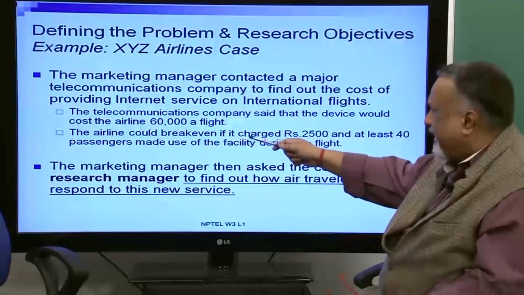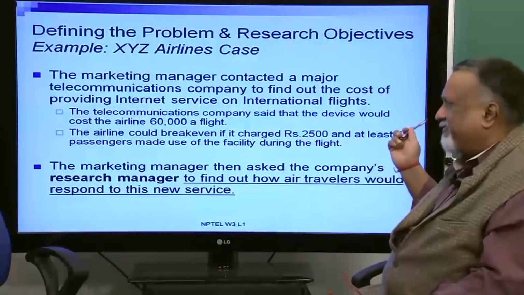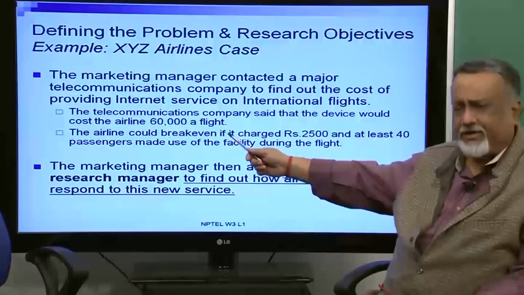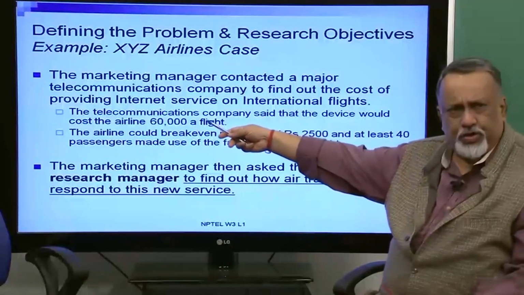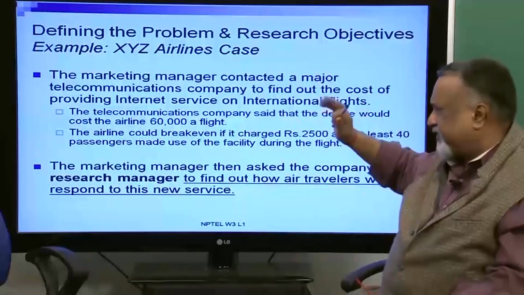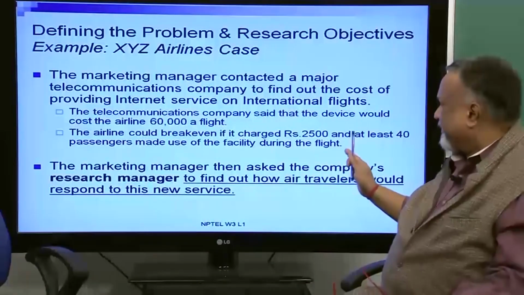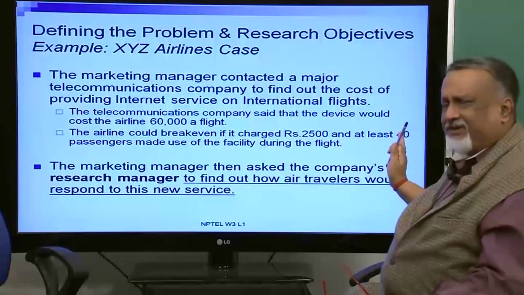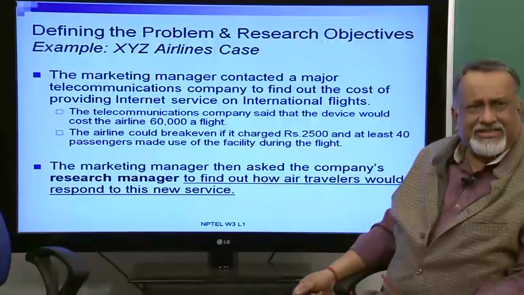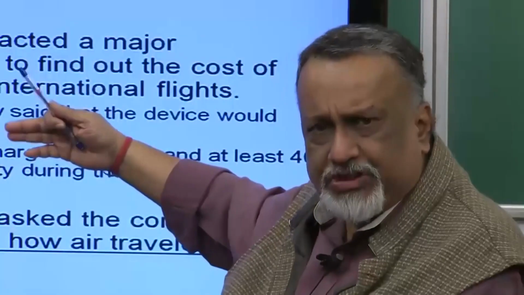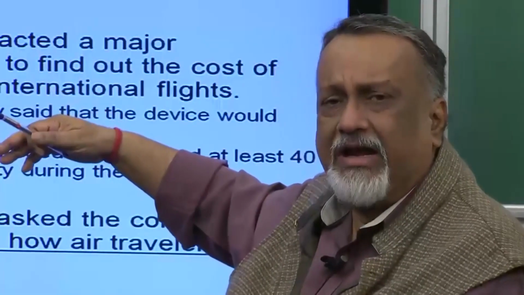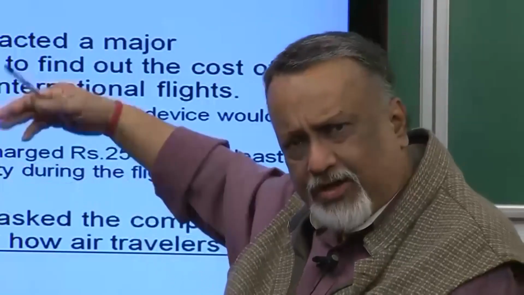So, the airline could break even if it charged rupees 2,500 and at least 40 people used such a system. Then they will get about 100,000 rupees, the cost will be 60,000 rupees, and including other costs, this will break even. So, the requirement is 40 passengers per flight who will pay 2,500 for in-flight internet service. The question is, and this is what MIKS is all about, will there be 40 customers? Will this make any difference? Should we at all think about this?